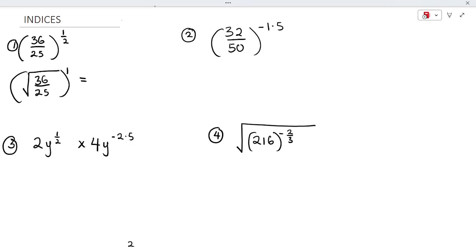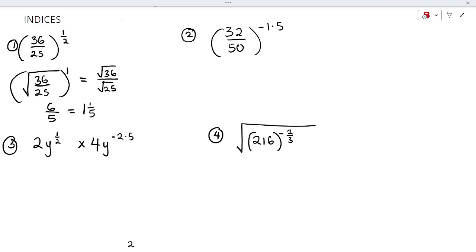Whenever we have a root like this over a fraction, it affects both the numerator and the denominator. That simply means the square root of 36 over the square root of 25. And this gives us the square root of 36, that is 6, over the square root of 25, that is 5. So we have 6 over 5, or 1 whole number, 1 over 5. And that is all.